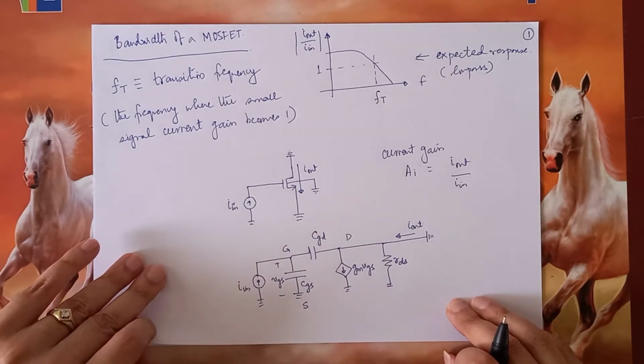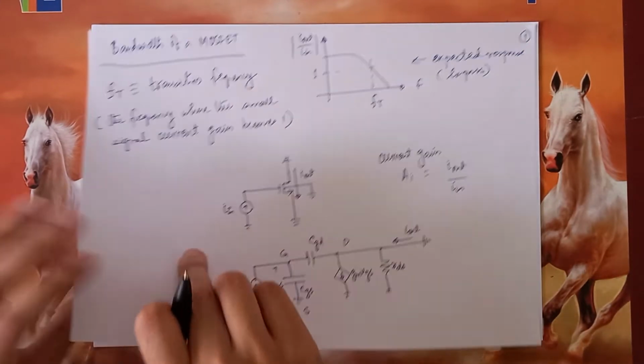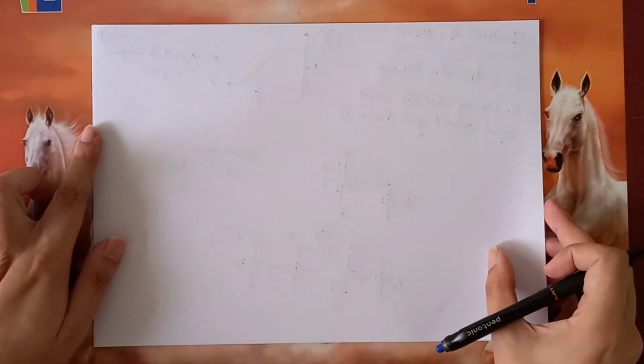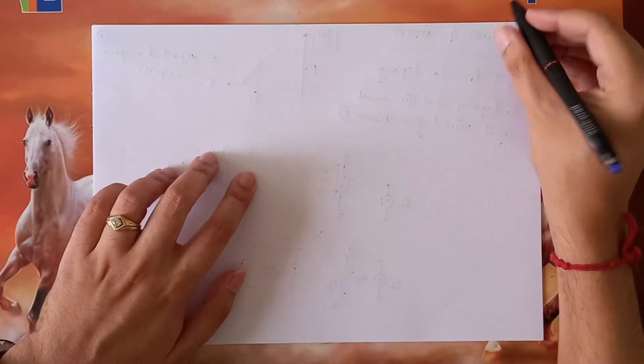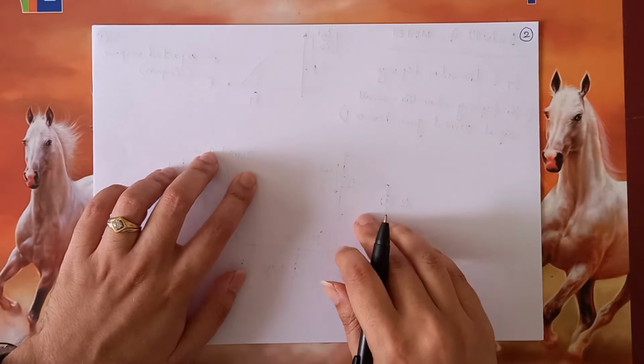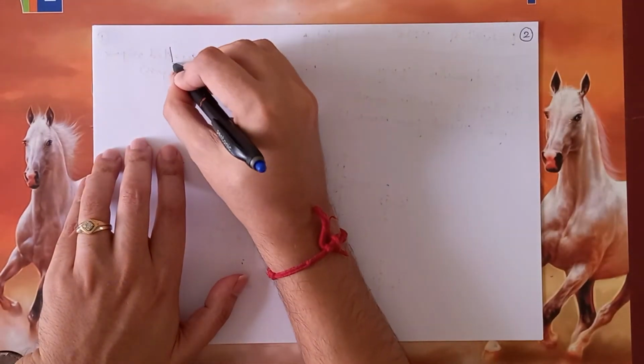So let us quickly redraw this circuit diagram to make it a little bit simpler. We have I in.